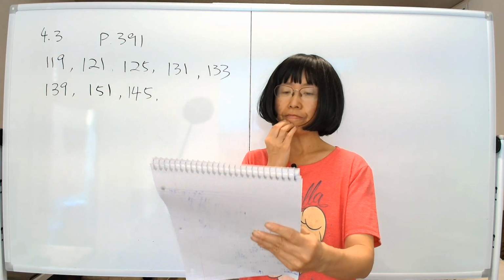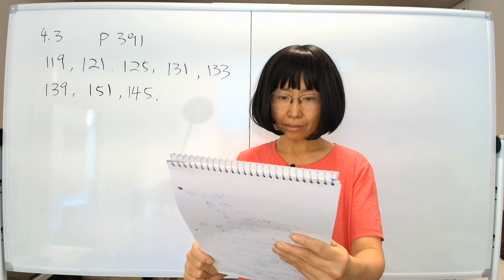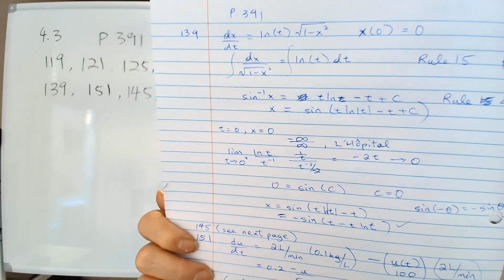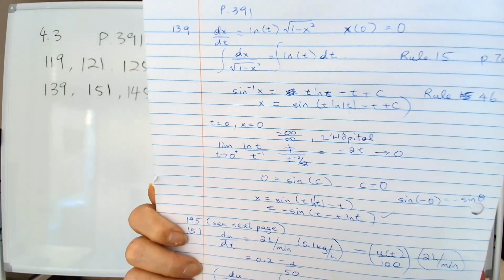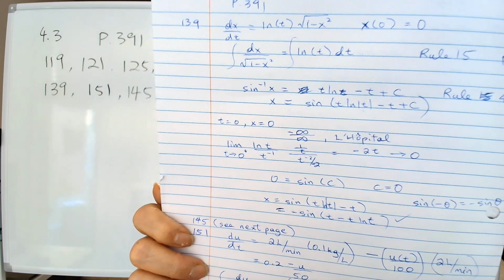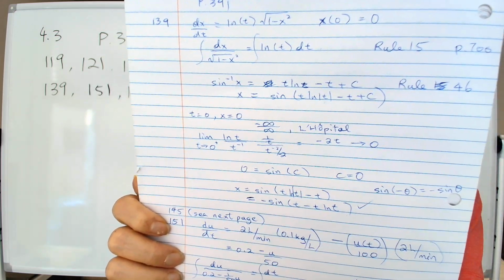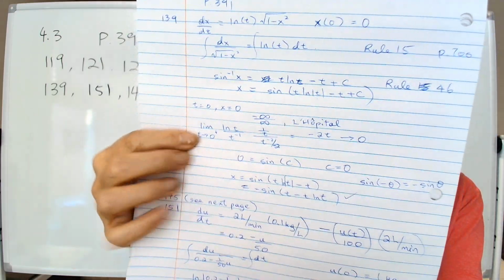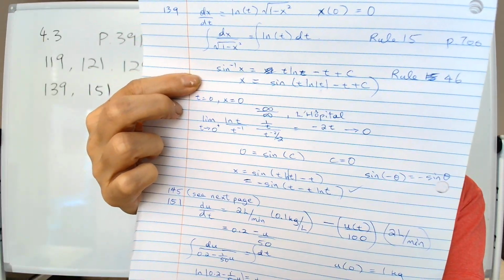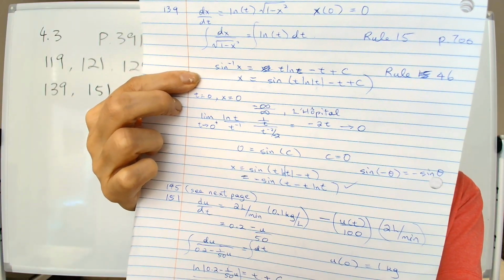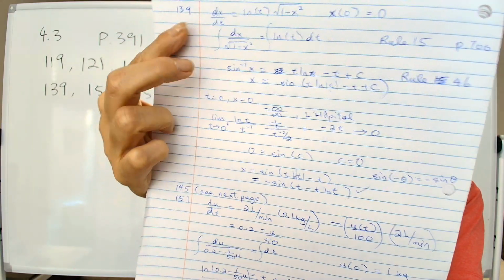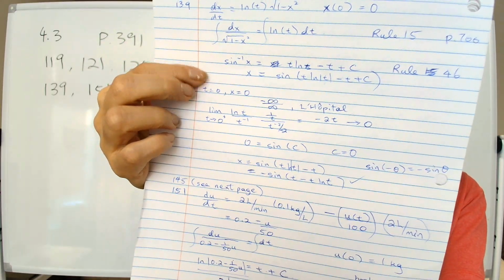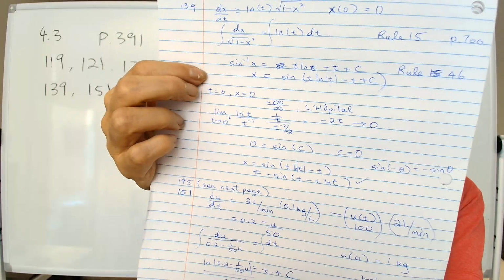Next, let's look at problem 139. We are going to integrate. Again, the integration is quite straightforward. If you split things in two parts, the t's and the x's, then you integrate. It becomes, well, apply rule 15, which means the integral of 1 over the square root is sine inverse. And then the integral of the natural log is rule 46, which is all that stuff. And then you slap sine on both sides, and that's your answer.